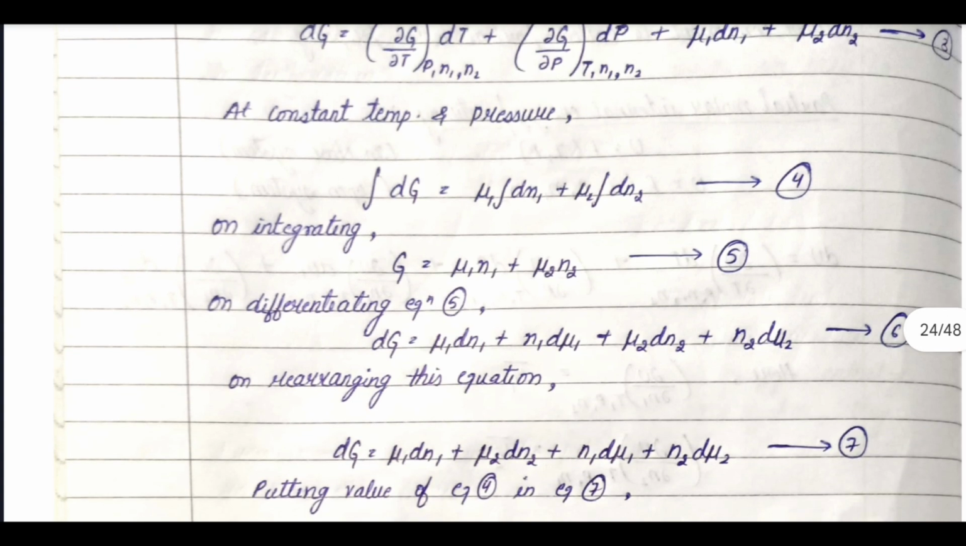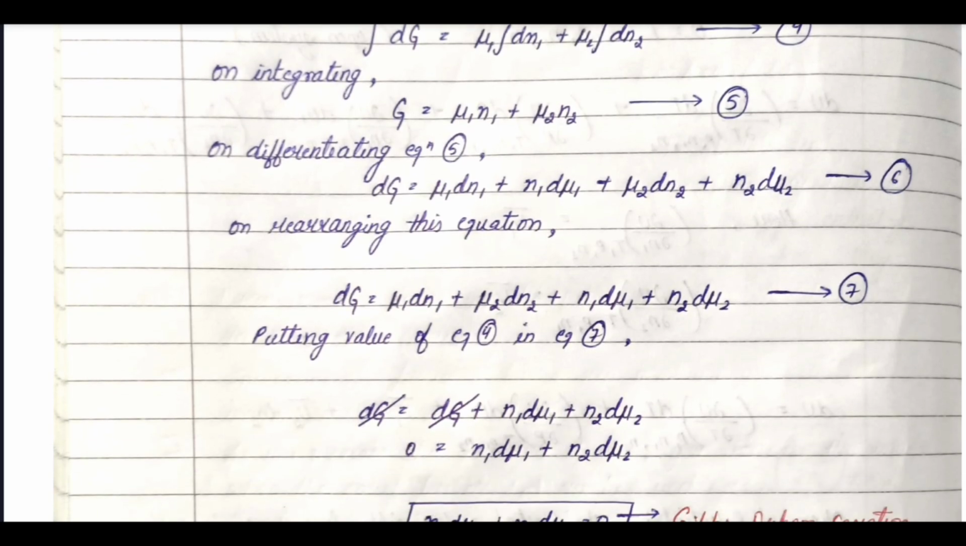At constant temperature and pressure, integration of dG is equal to μ1 into integration of dn1 plus μ2 into integration of dn2, equation 4. On integrating, G is equal to μ1 n1 plus μ2 n2, equation 5. On differentiating equation 5, dG is equal to μ1 dn1 plus n1 into dμ1 plus μ2 dn2 plus n2 into dμ2, equation 6.